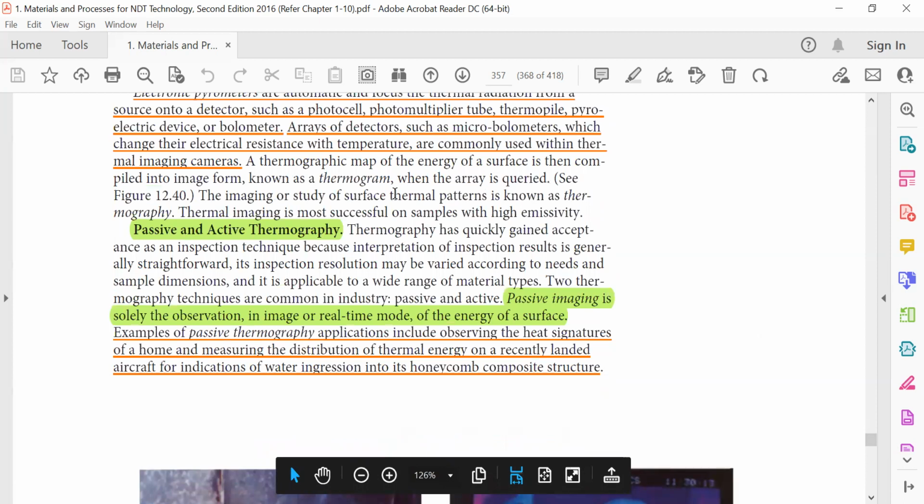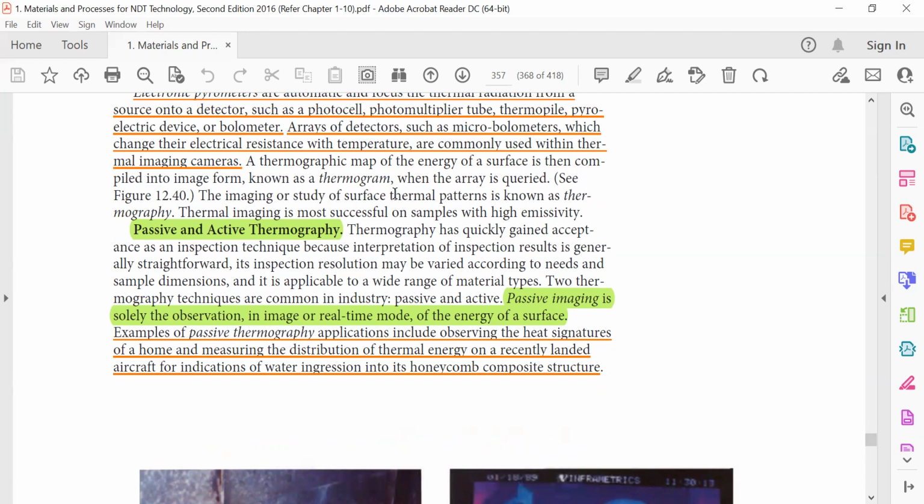Passive and active. Passive means what you see in your daily life. So passive imaging is solely observation, an image in real-time mode of energy of a surface. For example, passive thermography applications include observing the heat signature of a home and measuring the distribution of thermal energy on a recently landed aircraft. Means when heat is there already, full day sunshine is there.